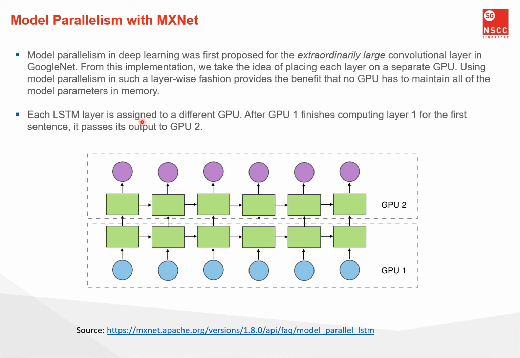So each LSTM layer is assigned to a different GPU. After GPU 1 finishes computing layer 1 for the first sentence, it passes its output to GPU 2, which then continues computing. The output from layer 1 is the input to layer 2, and then we continue the computation. So in this way, we are able to split the load across two GPUs.